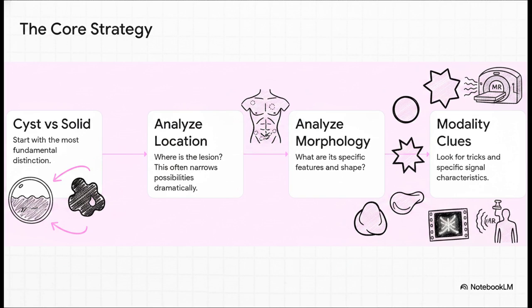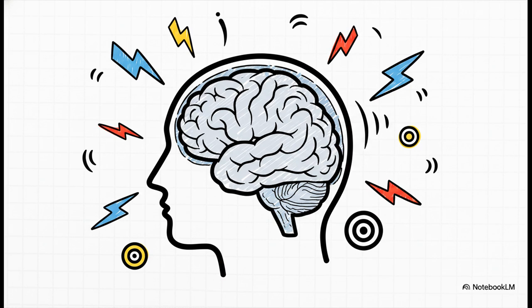From there, we just work through the steps. We analyze its location, we look at its morphology, its shape and features, and then finally we hunt for those specific clues from the modality, like the all-important MRI signals. And that last step, looking for modality clues, that's where MRI really steps into the spotlight. You absolutely have to master signal characteristics. It's non-negotiable for the exam.